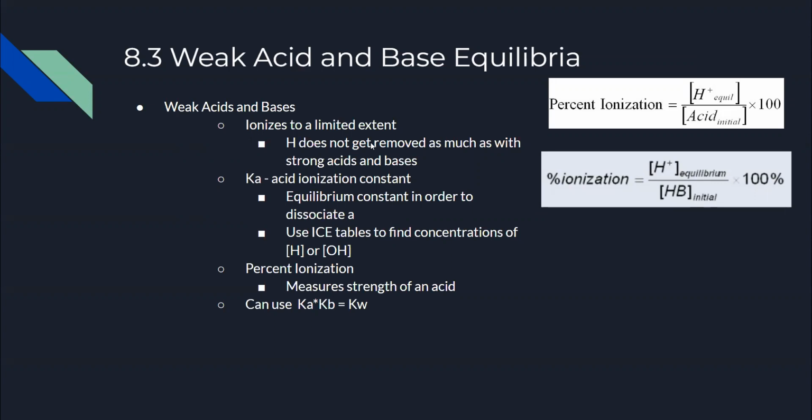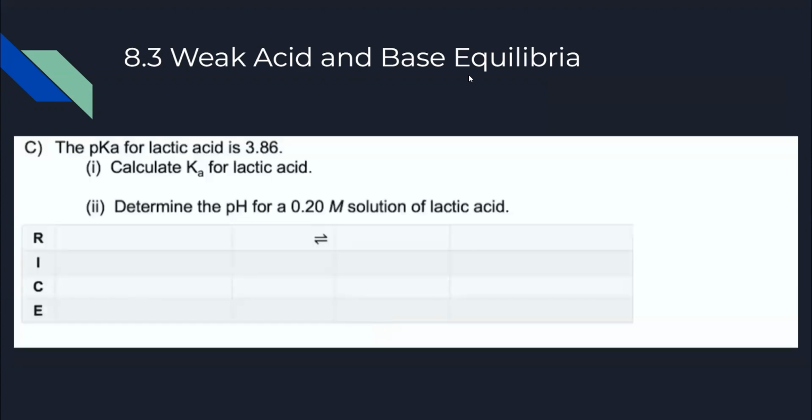You could use an ice table to find the concentrations of hydronium or hydroxide using the Ka and the equilibrium constant. You also have percent ionization, which measures the strength of an acid, and you can use Ka times Kb equals Kw to find either Ka or Kb from the other values. So let's try this problem with an ice table.